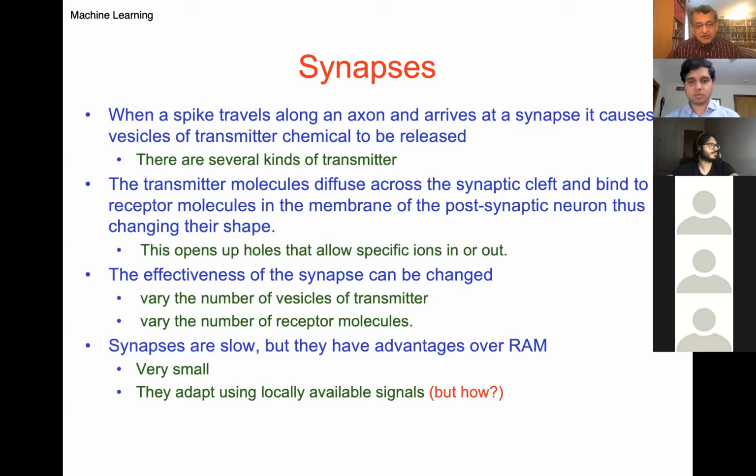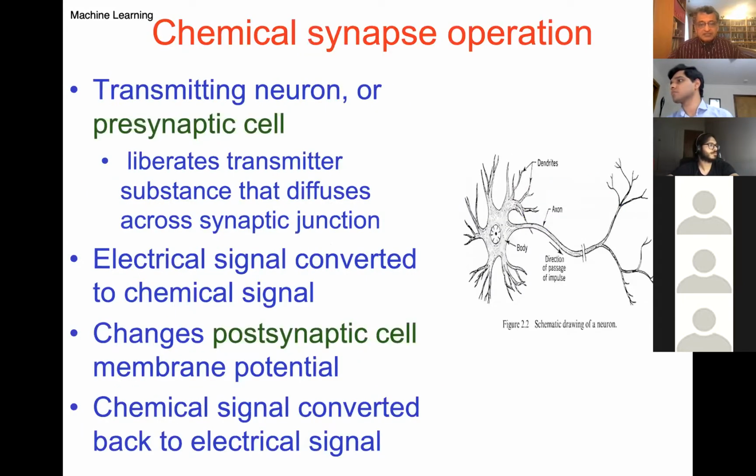I'm just giving you a pointer that this is a pretty rich, nice topic. There's more on the chemical synapses. The transmitting neuron, or presynaptic cell, liberates transmitter substance that diffuses across the synaptic junction.